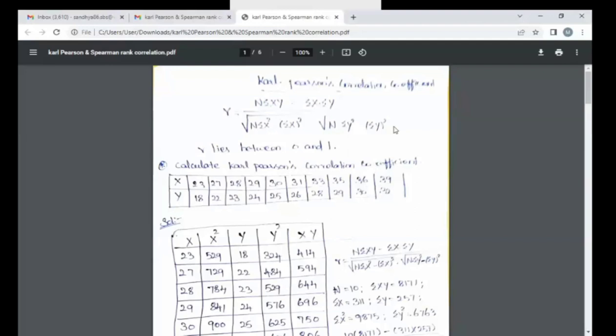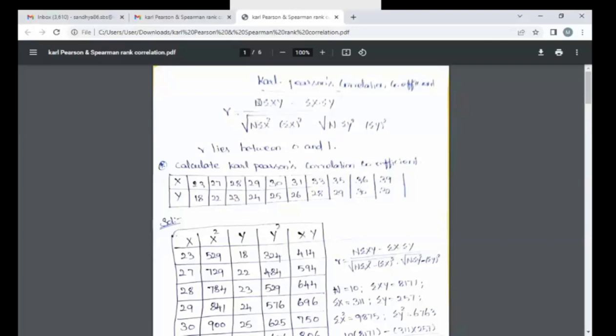First of all, the formula for Karl Pearson's correlation coefficient, which is denoted by r. The formula is r equals n summation xy minus summation x summation y, divided by square root of n summation x square minus summation x the whole square, into square root of n summation y square minus summation y the whole square. So this is the formula for Karl Pearson's correlation coefficient.